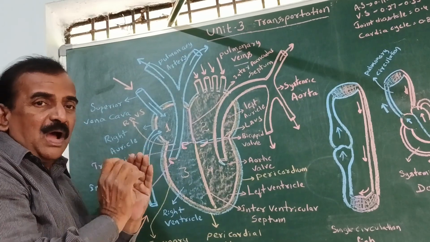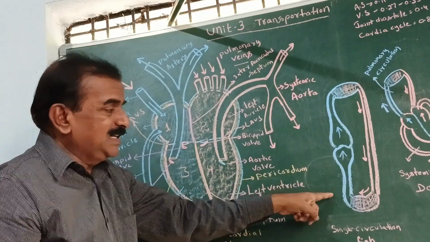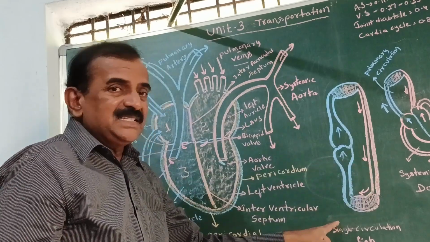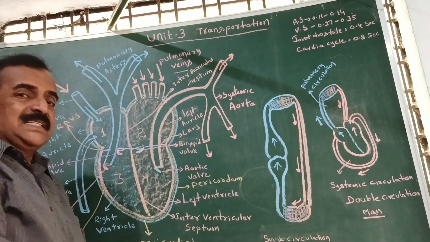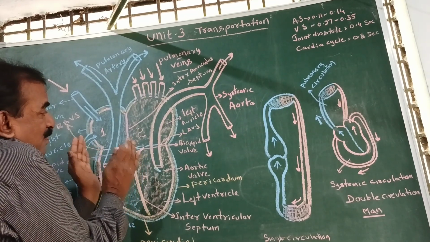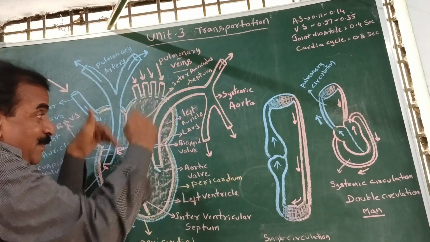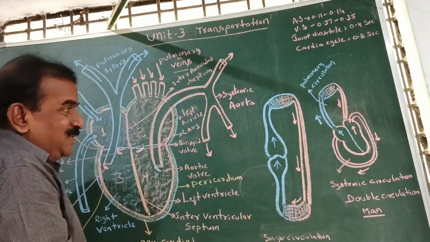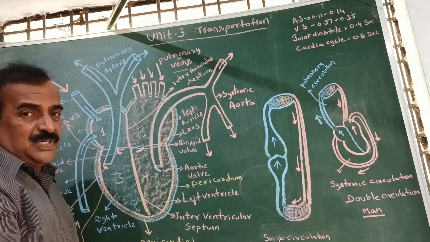And now we are going to discuss what is single circulation and what is double circulation. Single circulation means blood is transported from the heart to body parts, and again blood is transported back from body parts to the heart. In the case of fish, the heart is two chambered. It has only two chambers.